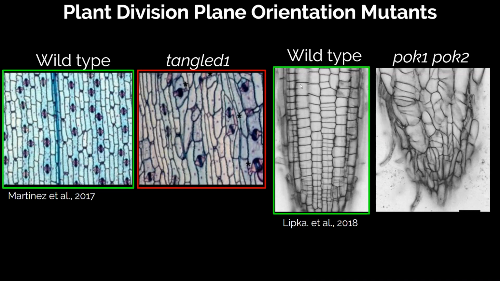I also have an example in Arabidopsis. This is an Arabidopsis root tip. Again, you can see that the cells have really nice regular rectangular shapes, and that overall the tissue is well organized. Then in this division plane mutant, which is a POC1 POC2 double mutant, you can see the division planes are misplaced, and you get unusual cell shapes, and the overall organization of the root tip is affected.